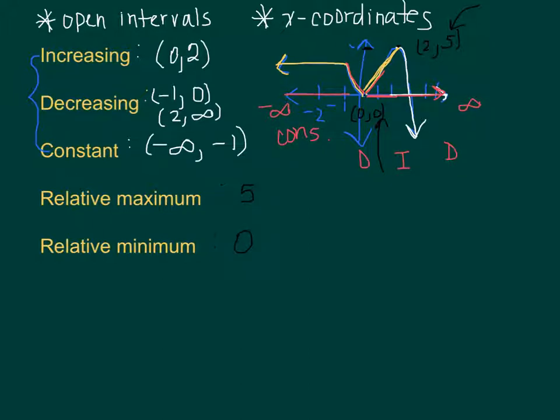Now, they may ask you, where did it occur? Or the number at which f has a relative minimum. Then that's when you say it has a relative minimum at 0. If it asks you for the relative maximum, you'll say it has a relative maximum at 2.